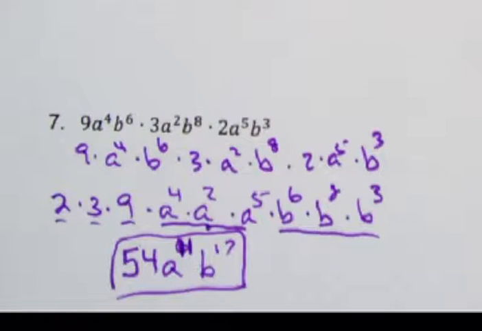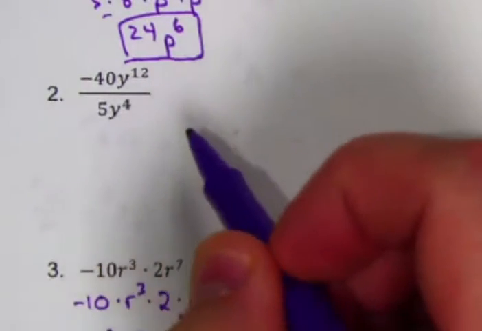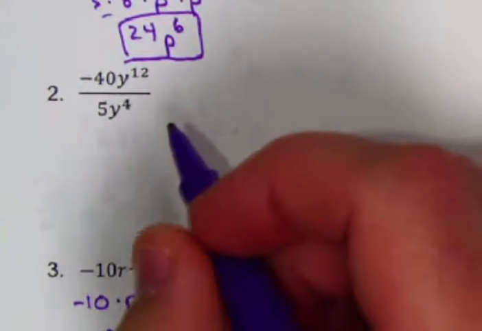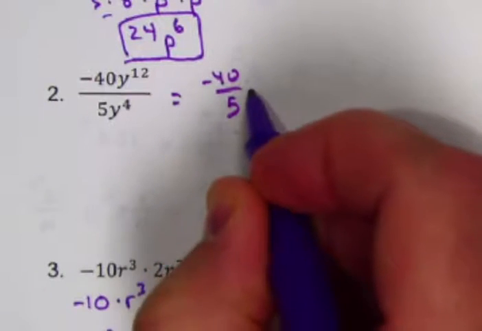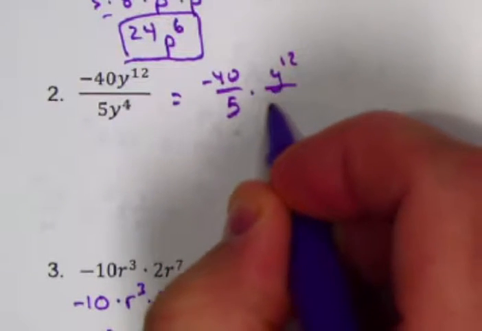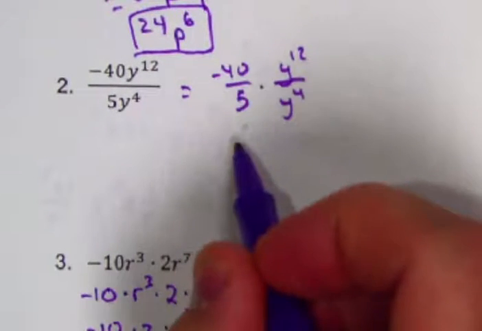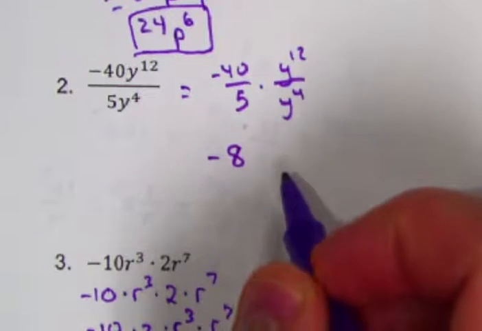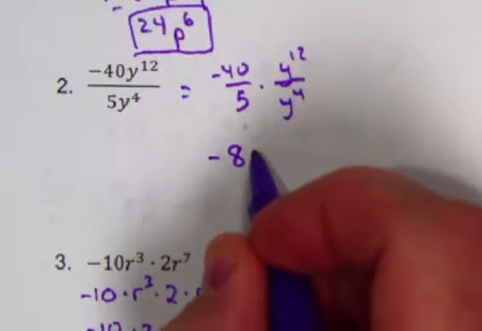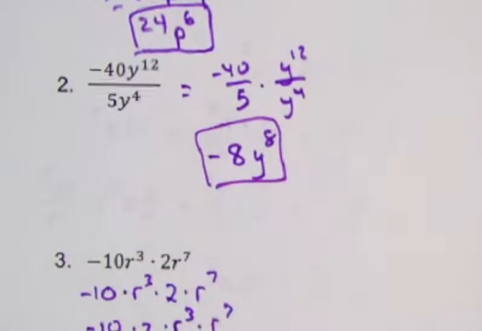Okay. Now a couple of division problems. Move up to number 2. This says negative 40y to the 12th divided by 5y to the 4th. Split things up and get negative 40 divided by 5 times y to the 12th divided by y to the 4th. Well, negative 40 divided by 5, remembering our integer rules, is negative 8. y to the 12th divided by y to the 4th, use the quotient rule, and get y to the 8th power. Final answer of negative 8, y to the 8th power.